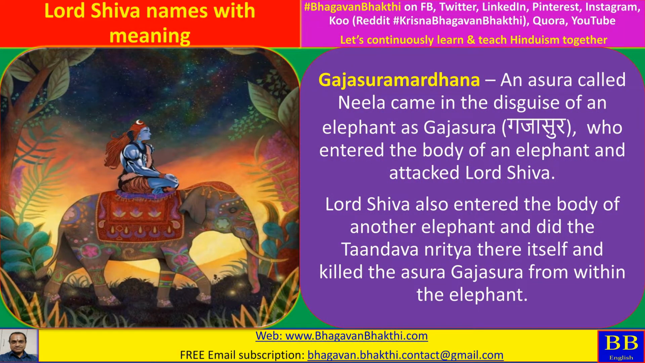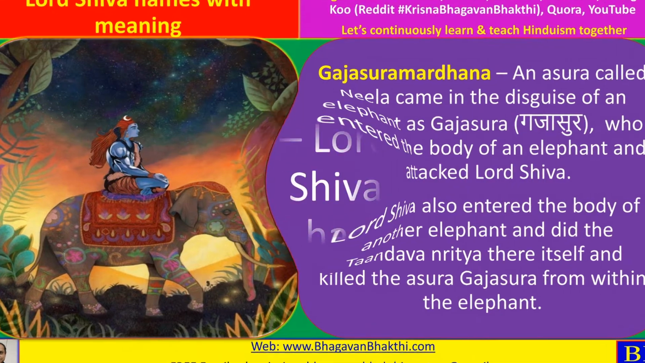Next name of Lord Shiva is called Gajasura Mardhana. An Asura or demon called Neela came in the disguise of an elephant as Gajasura. Here Gaja means elephant and Asura means the demon, the Asura who enters the body of an elephant and attacks Lord Shiva. Whereas Lord Shiva also enters the body of another elephant and does the Tandava Nritya, the divine dance, there itself, inside the body, and kills that Asura called Gajasura from within the elephant itself. That's why Lord Shiva is also called Gajasura Mardhana. Lord Shiva kills the Gajasura. That's why Lord Shiva is called Gajasura Mardhana.